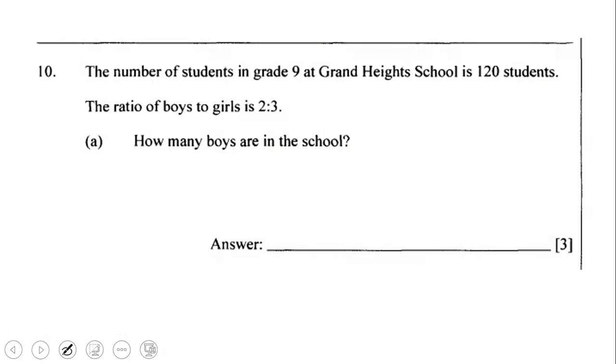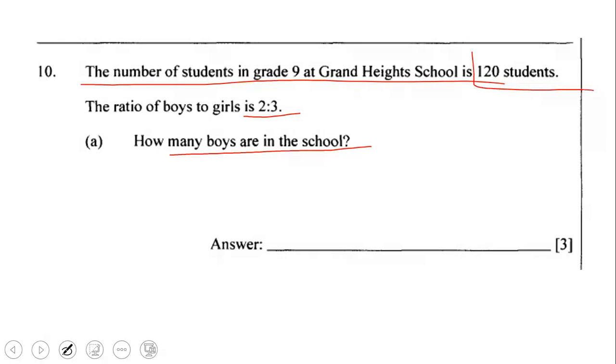Okay, now that you have attempted the question on your own, let us deal with this question together. The question asks, how many boys are in the school? So our goal is to determine the number of boys that are in the school. And we are given some information. We're given that the ratio of boys to girls is 2 to 3, and that there are 120 students in grade 9 at Grand Heights School.